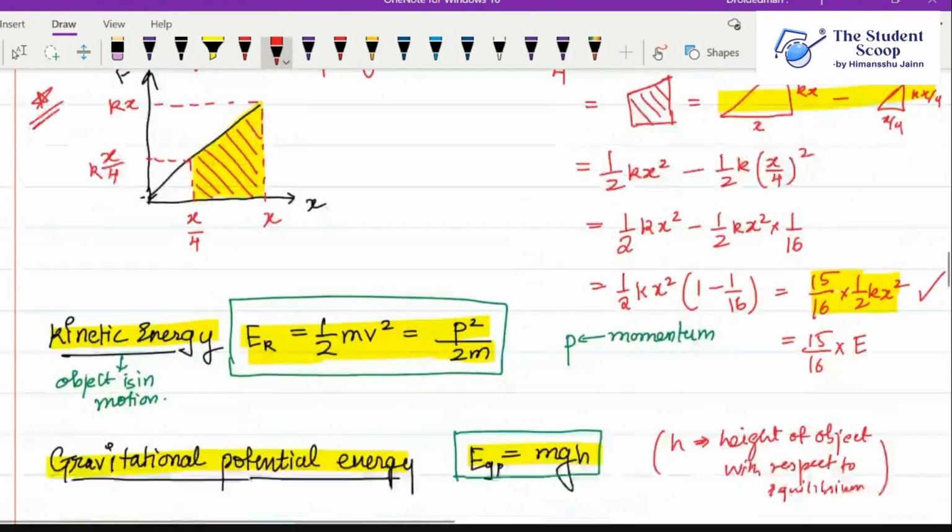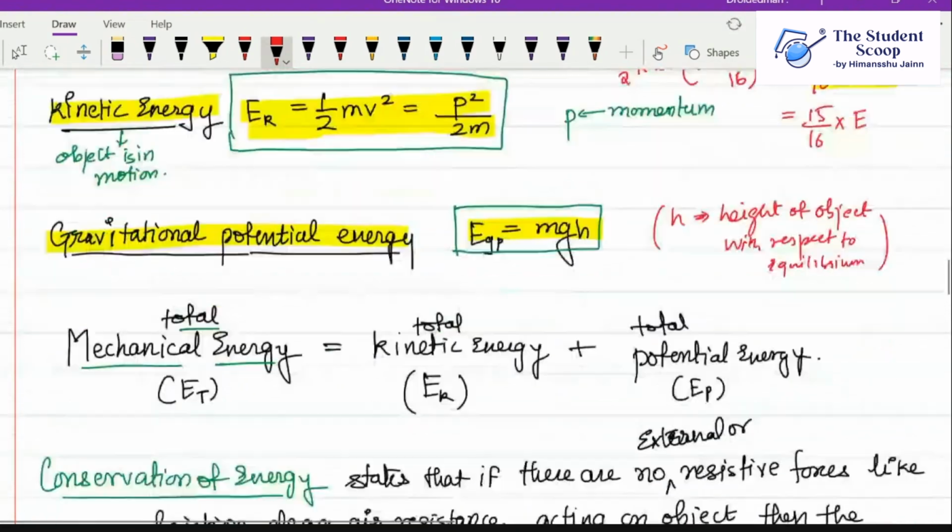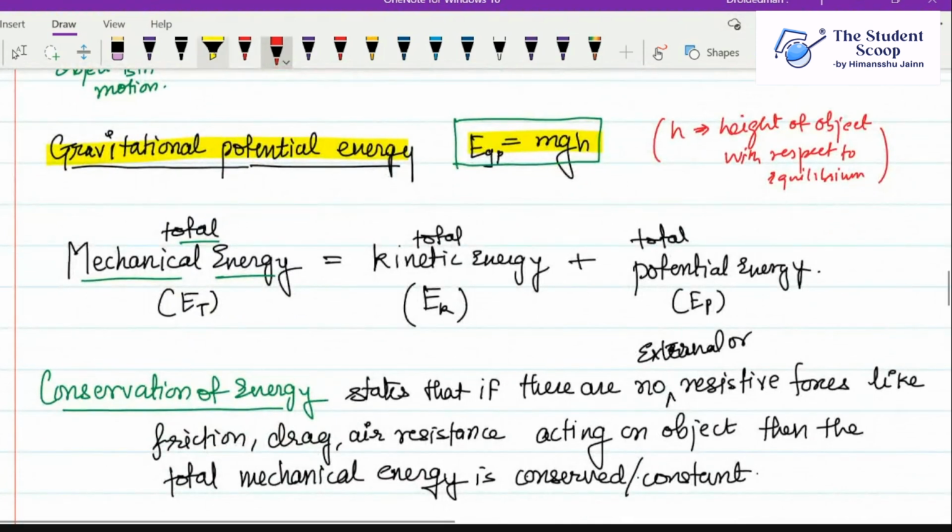Okay. So these are the three main energies that we need to remember: elastic potential energy, kinetic energy, and gravitational potential energy. Once we have done that, we need to know what the total mechanical energy is. Total mechanical energy is always the sum of total kinetic energy and total potential energy. The kinetic and potential energy change themselves such that if the total energy wants to stay constant, then if the kinetic energy increases, the potential energy decreases, and vice versa.